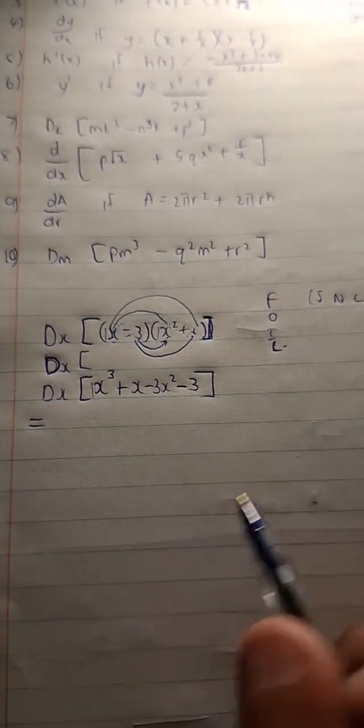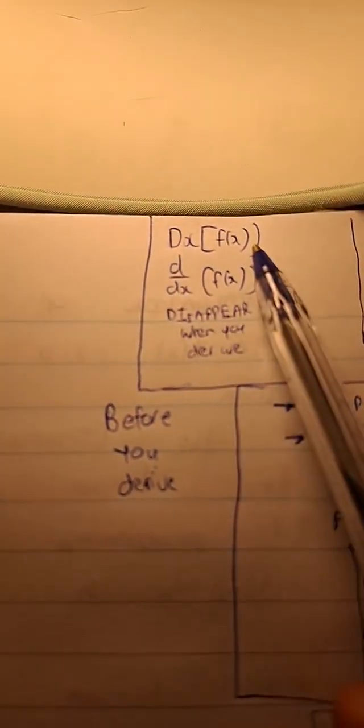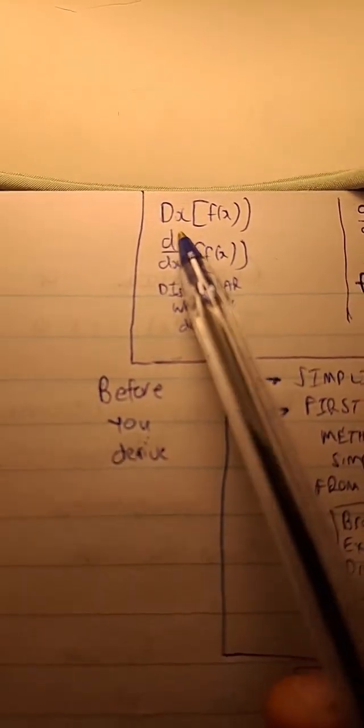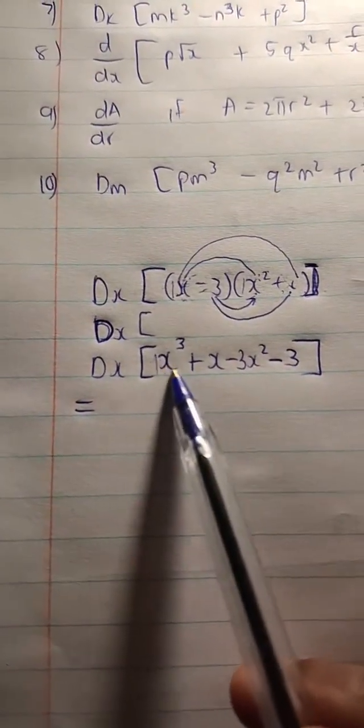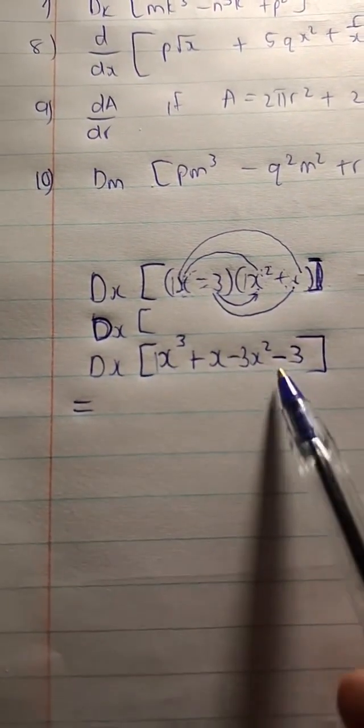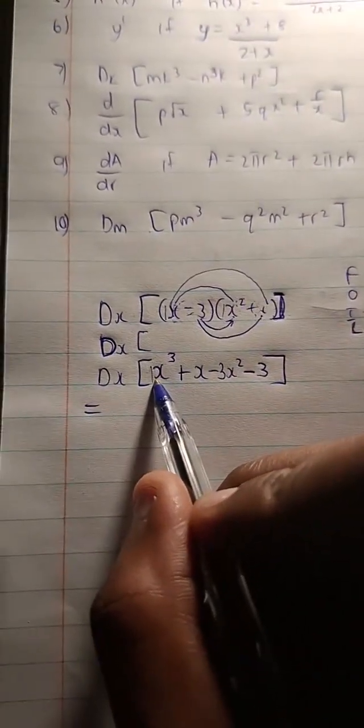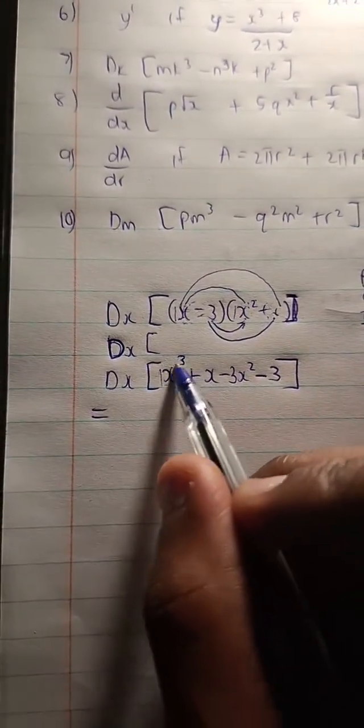Okay, so now we can go ahead and derive with respect to each individual term. When we derive, you remember what I said here? With this notation, d over dx, we can make the notation disappear when we are ready to derive. So now we are ready to derive because this has been simplified sufficiently. So we can derive each respective term. When you derive each respective term, this is how it happens.